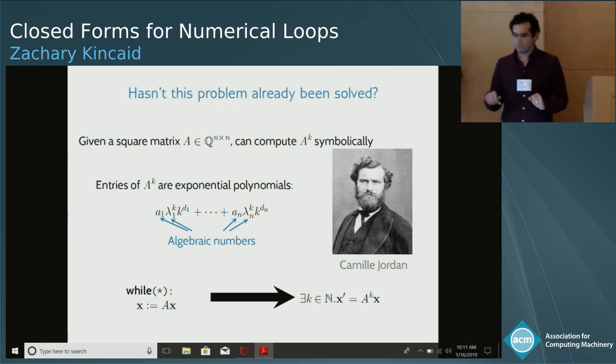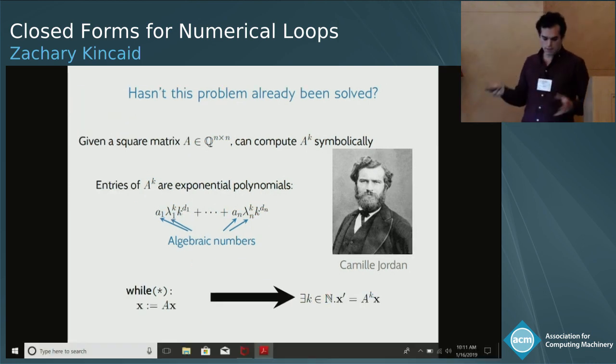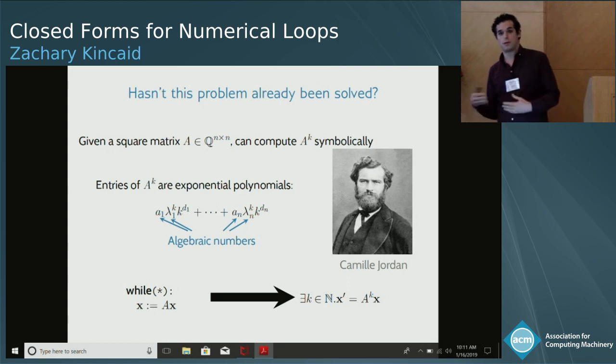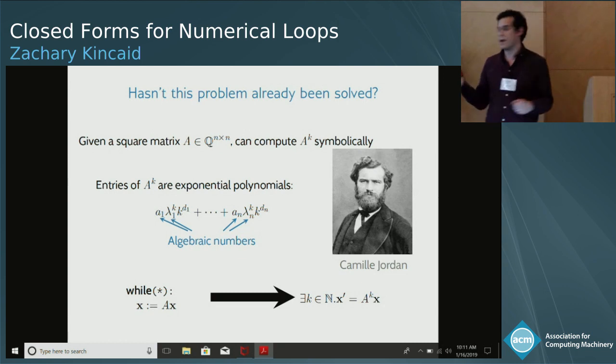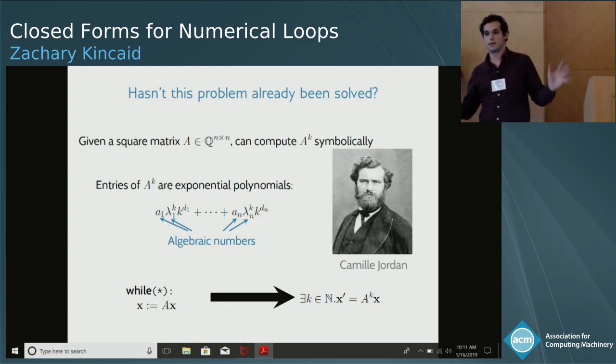So generally speaking, the way that we compute this exponential is just by computing the Jordan normal form, and this immediately gives us a method for summarizing loops. Right, so if I have the linear loop x gets Ax, then we just summarize it by: there exists some natural number k such that x prime is equal to A to the k times x. This is a closed form representation of this loop.